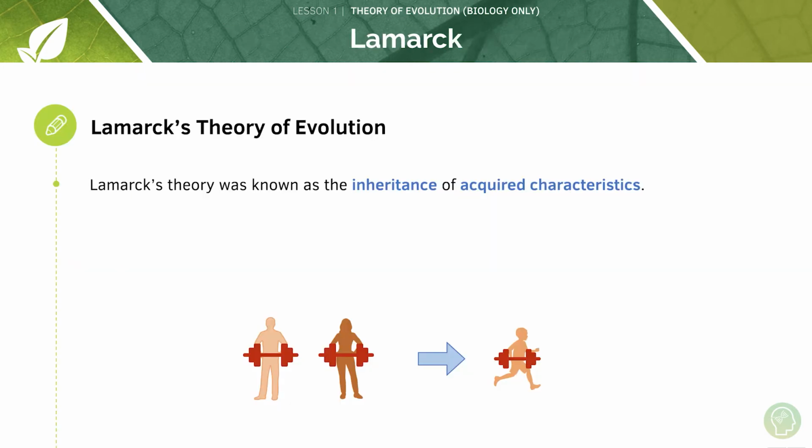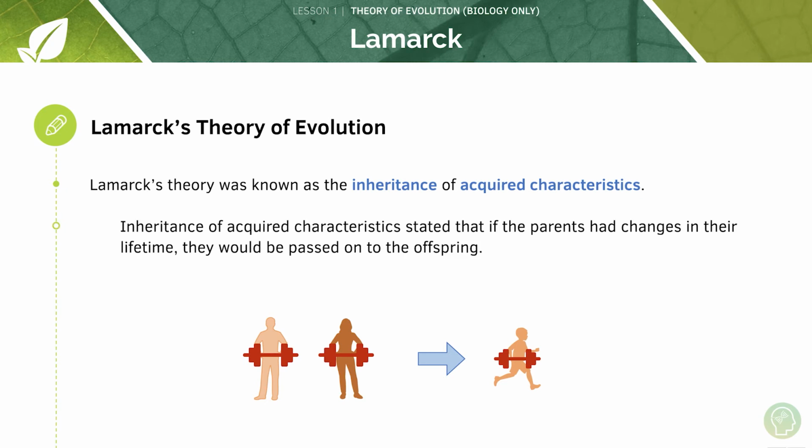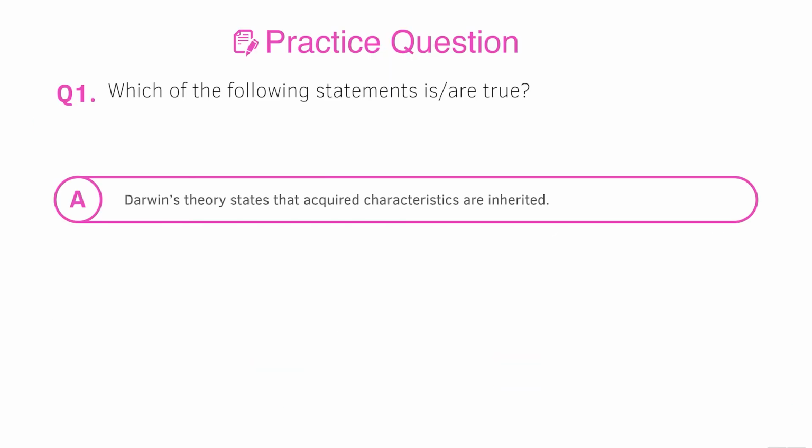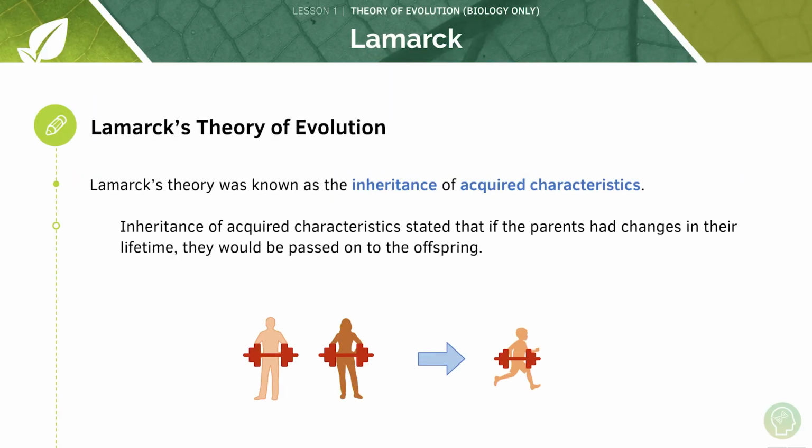So other theories also exist, such as that of Lamarck's. So Lamarck's theory of evolution was known as the inheritance of acquired characteristics. So this stated that if parents have changes in their lifetime, this would be passed on to the offspring. So for example, if a giraffe was trying to reach for leaves higher up on a tree, it would stretch its neck and perhaps its neck would get slightly longer, and this characteristic would be passed on to its offspring.